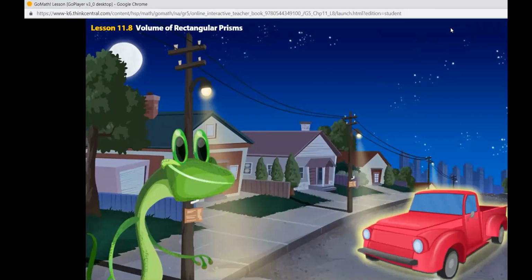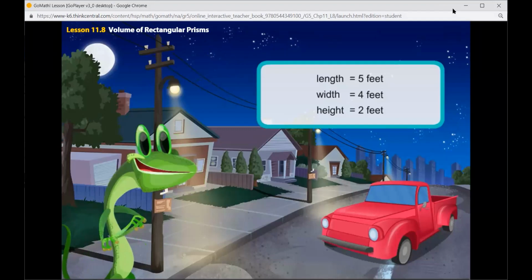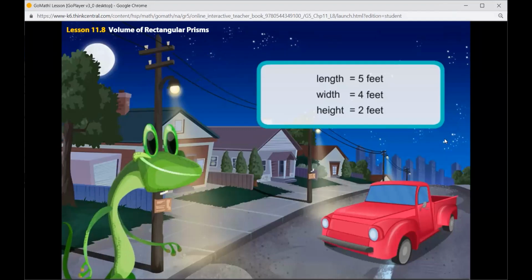The bed of their truck is 5 feet long, 4 feet wide, and 2 feet tall. So the length of the truck is 5 feet. The width is 4 feet, and the height is 2 feet. It looks like their truck's bed can hold a lot of dirt. But how can the neighbors be sure? So girls, what are you going to do? Of course, when I say volume, you need to multiply 5 times 4 times 2.